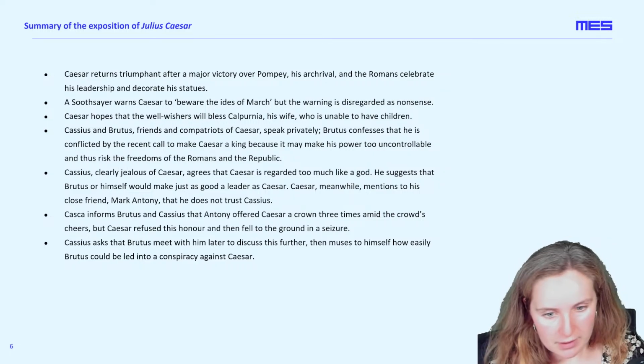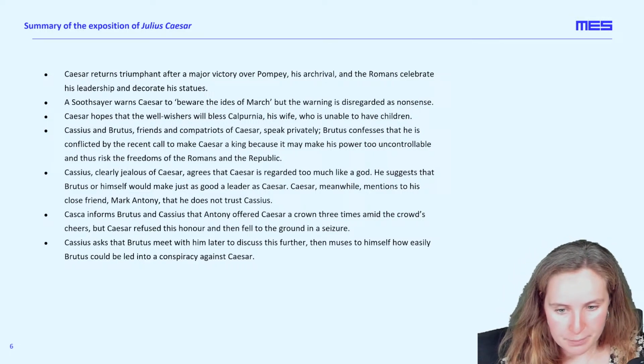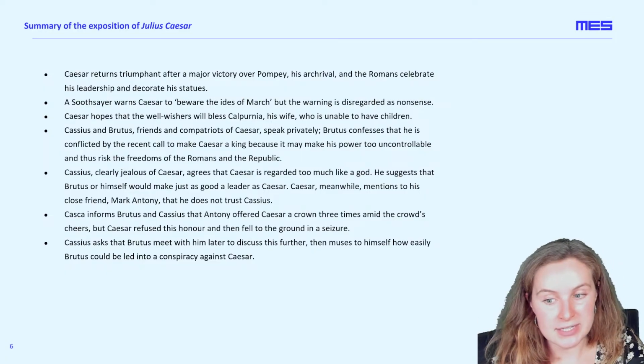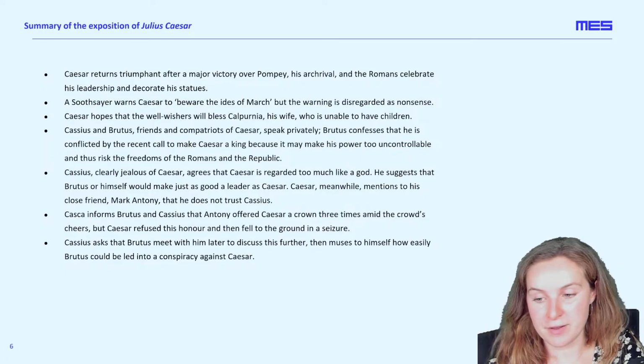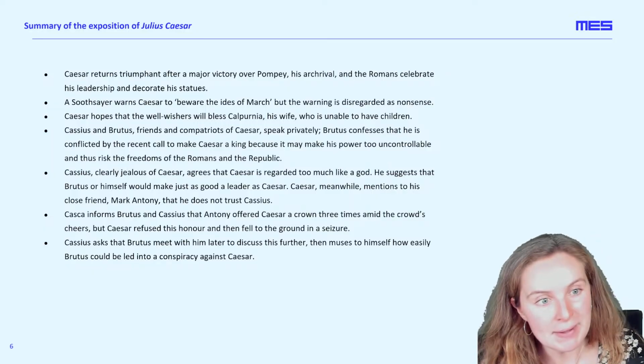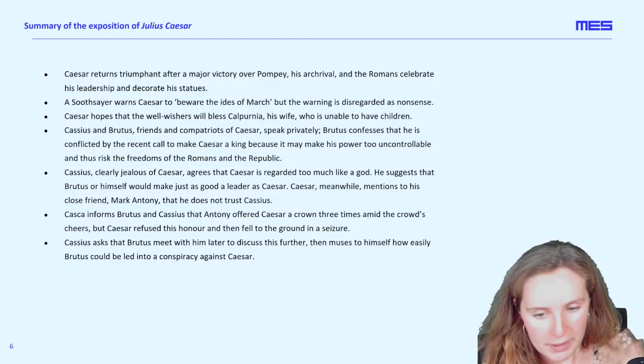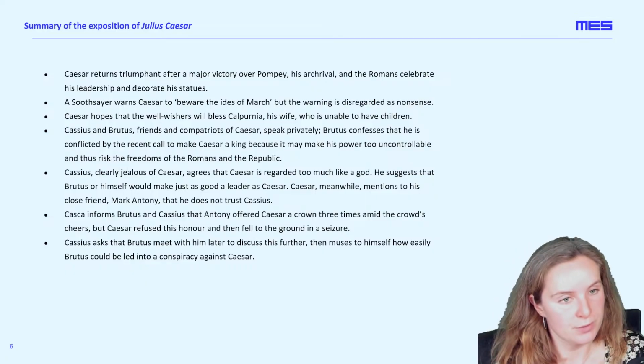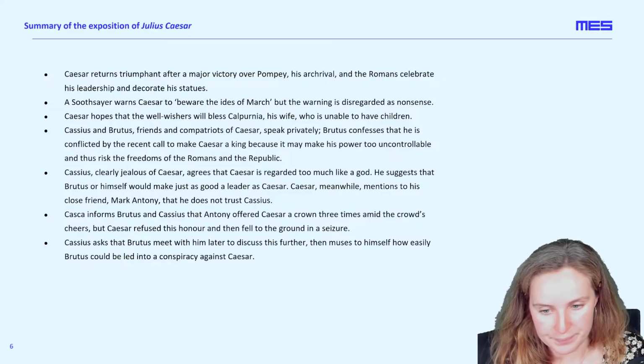Anyway, so another character, Casca, comes and informs Brutus and Cassius that Mark Antony has offered Caesar a crown 3 times in front of the crowd, and the crowd is cheering, saying, make Caesar king, make him emperor, but Caesar has refused every time, says, no, no, no, Rome is a republic, it's a democracy, no.